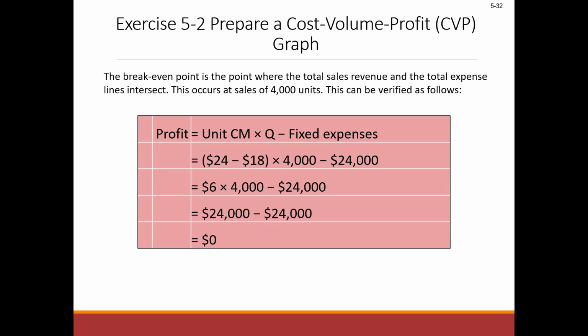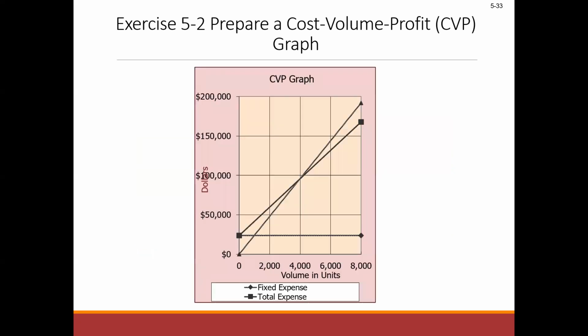Again, the break-even point is where the contribution margin is going to equal the fixed cost. So here you see where the fixed costs are. Here at 4,000 units, this is where you're going to break even. You've got your cost and your sales intersecting here to break even. That's our break-even mark. You see, if we sold 6,000 units, here's where our sales is, and here's where our cost is.